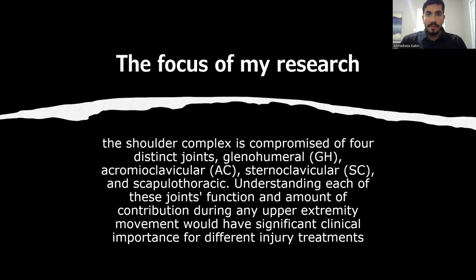So I want to narrow things down to the focus of my research. The shoulder complex is comprised of four distinct joints: glenohumeral, acromioclavicular, sternoclavicular, and scapulothoracic. Understanding each of these joints' function and amount of contribution during any upper extremity movement would have significant clinical importance for different injury treatments.